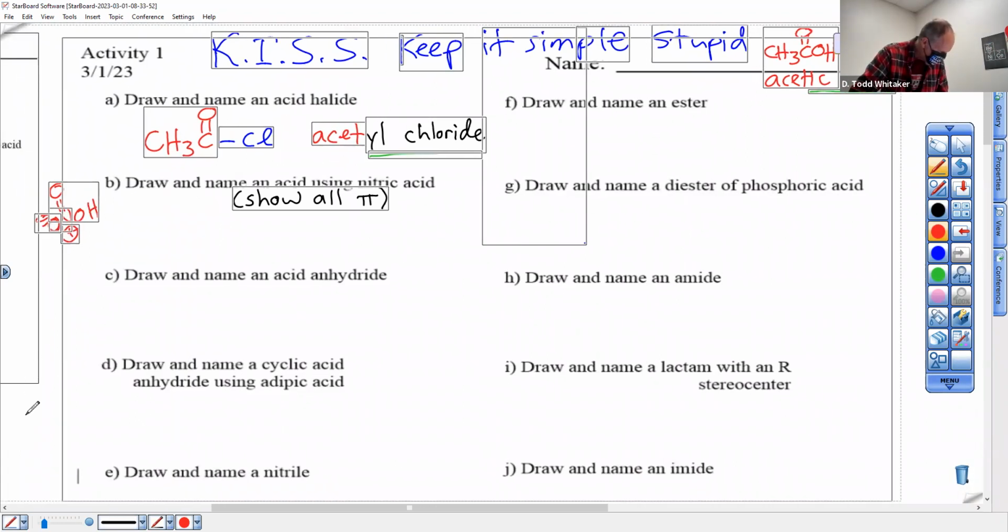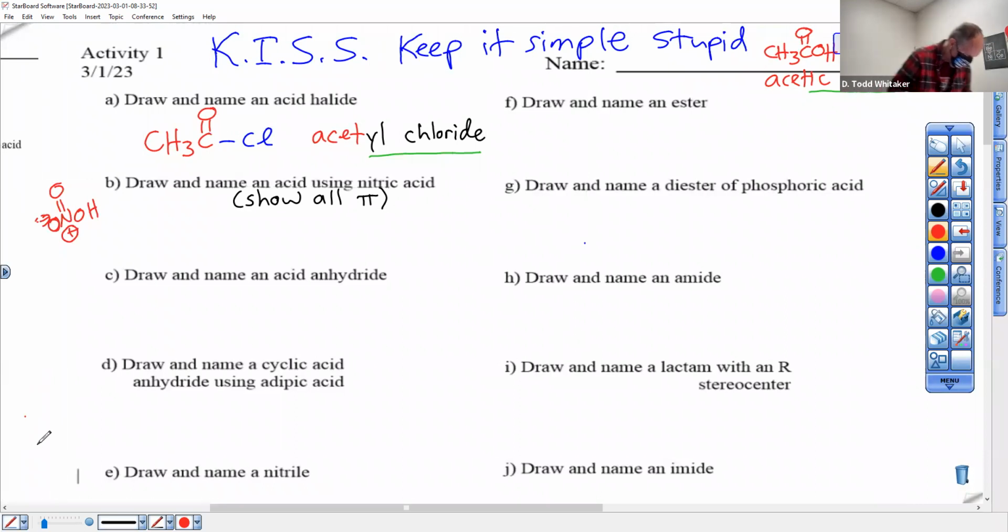Remember what zwitterion means? Adjacent atoms with plus minus? Yeah. So how do you draw the structure? That's the first question. What do you get rid of? Because I'm going to draw that first. What am I getting rid of?